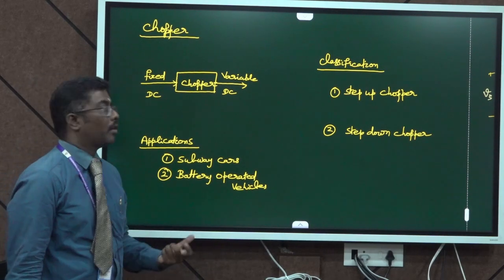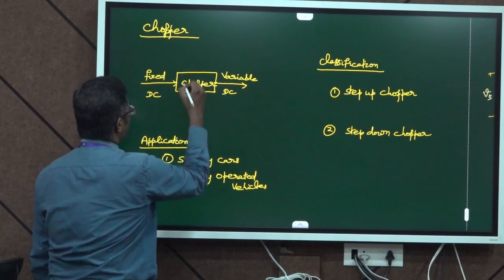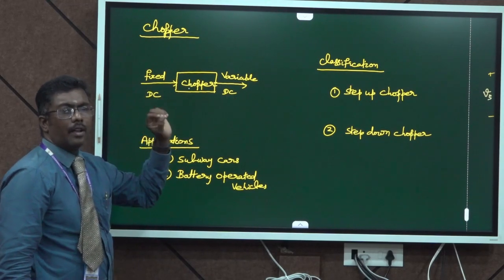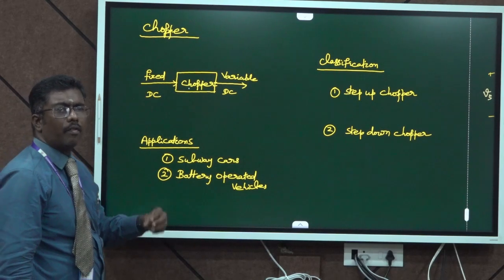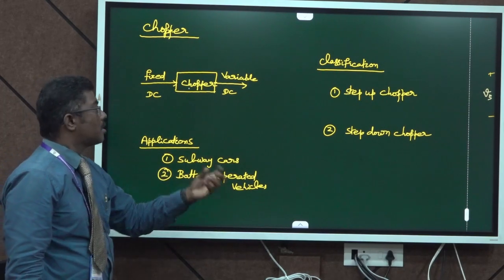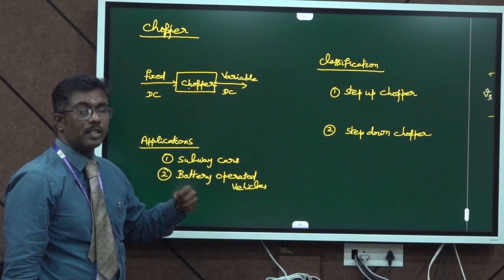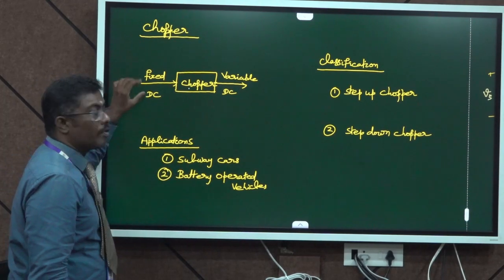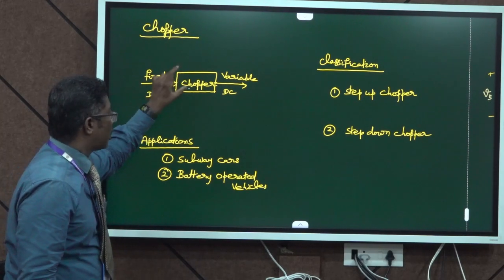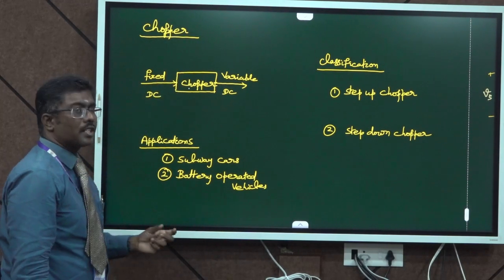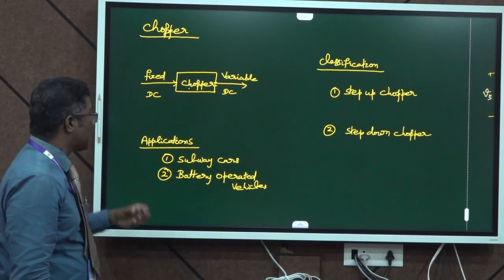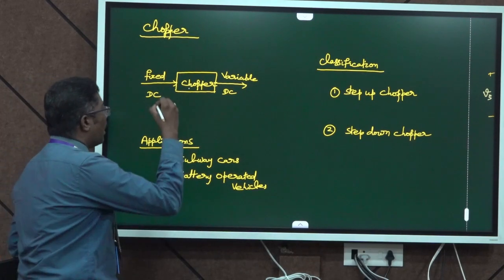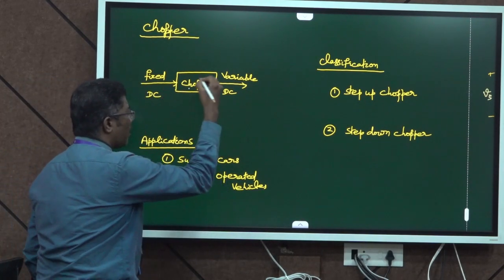First, what is a chopper? A chopper is a static circuit that is used to convert fixed DC to variable DC. Nowadays, we are using various DC applications that require variable DC supply, and we can get variable DC supply from the fixed DC. For that purpose, we are using chopper circuits. The main applications where we are using choppers are subway cars and battery operated vehicles. By using a chopper we can get variable DC.